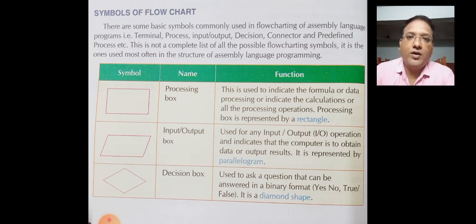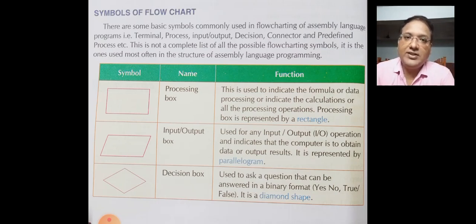Now next, the input and output box. It is used for any input and output operation and indicates the computer is to obtain data or output a result. It is represented by a parallelogram. So how is it shaped? Like a parallelogram. In this box we can give inputs and take output. That's why it is called the input and output box.